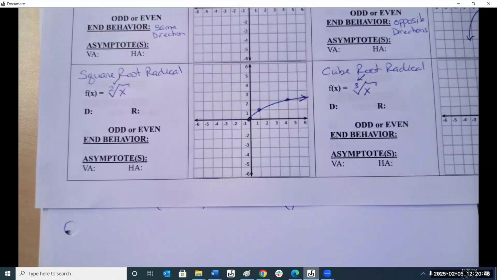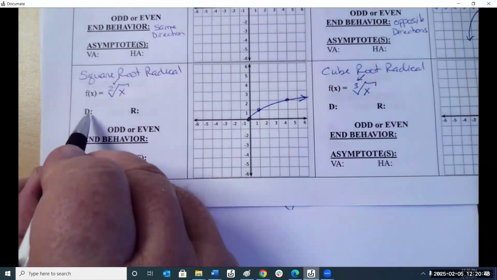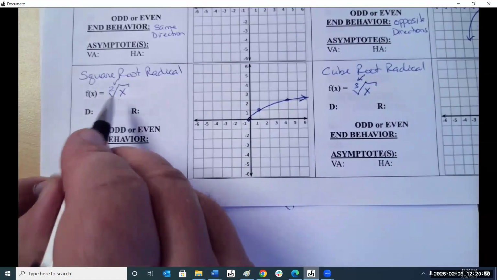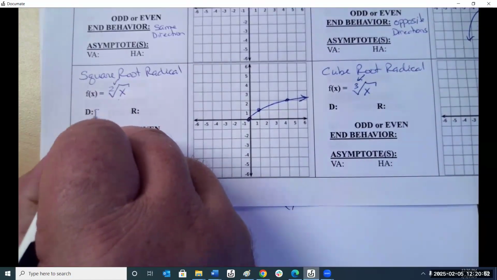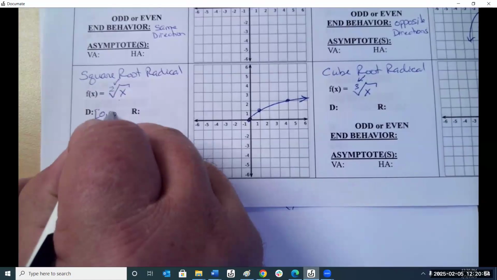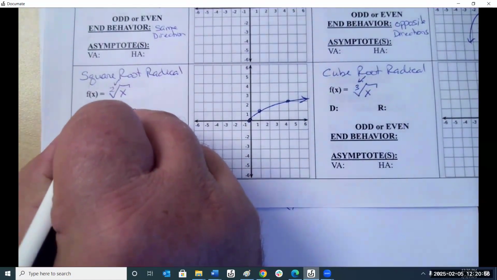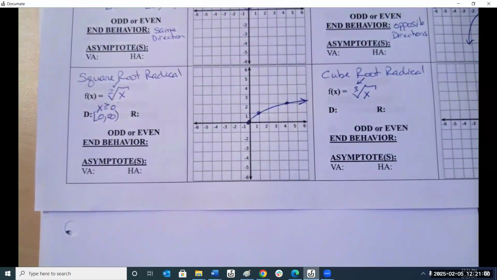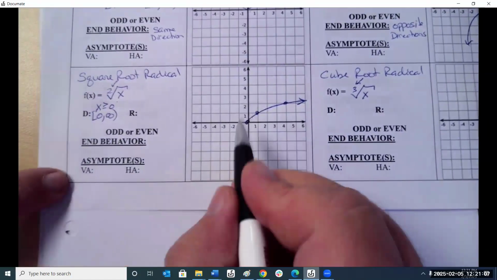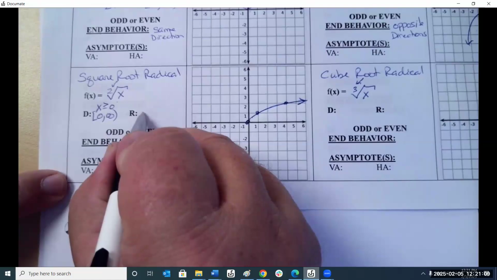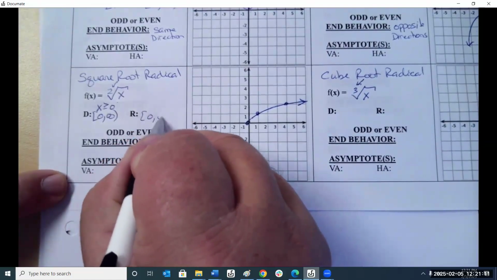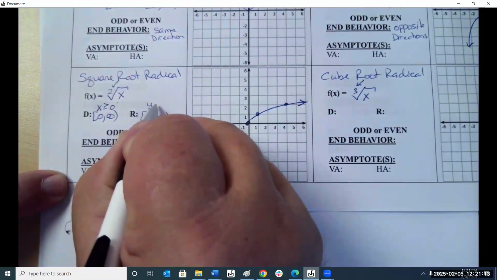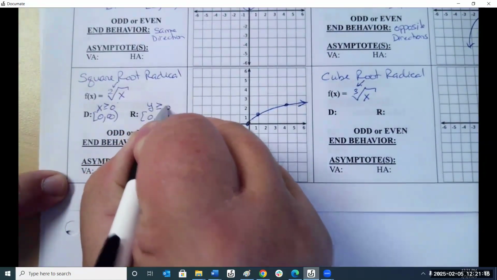Because we are restricted. The domain is restricted to this function. I can only go x being greater than or equal to 0. Which means my range is the same thing. I'm stuck in the first quadrant. I can go from 0 to infinity, or y is greater than or equal to 0.